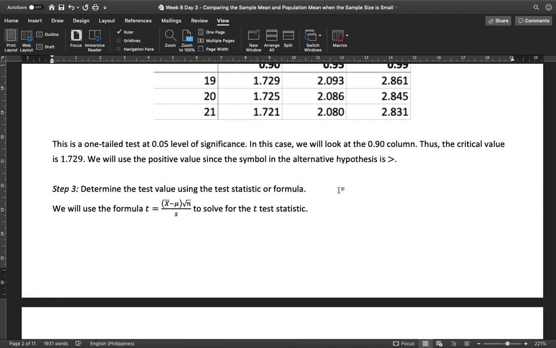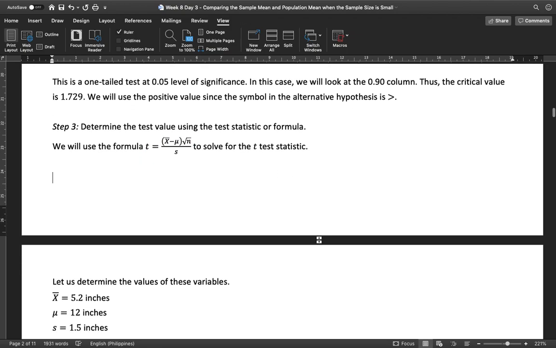Step 3. Let's determine the test value using the formula. So we will use the formula t equals the quantity sample mean minus population mean, times the square root of the sample size, divided by the sample standard deviation, to solve for the t-test statistic.